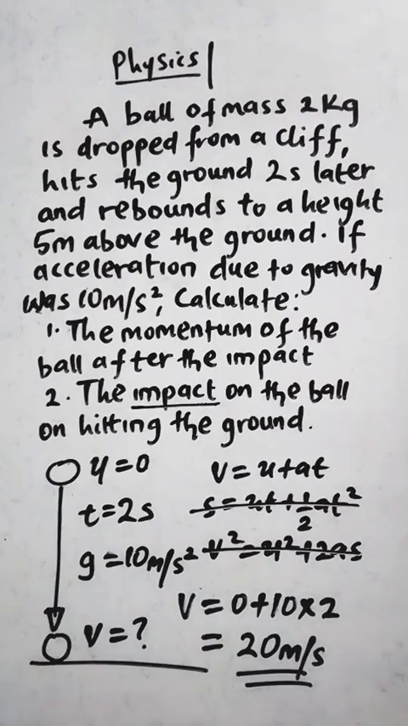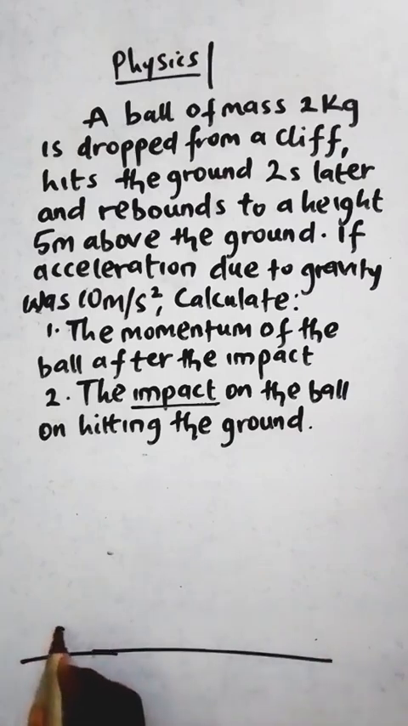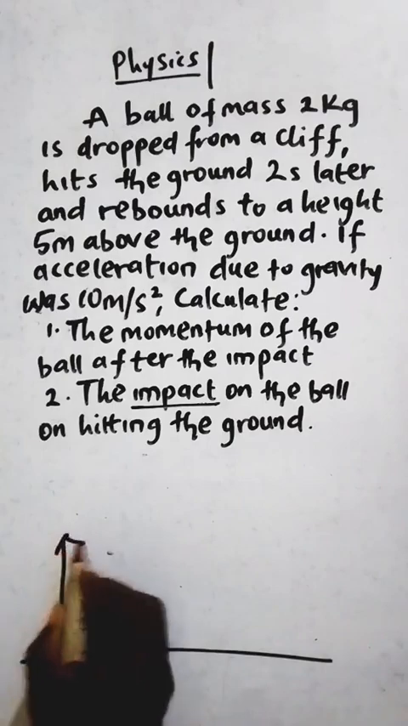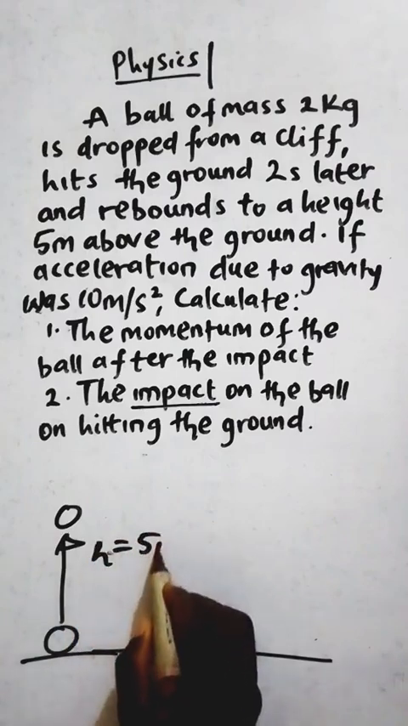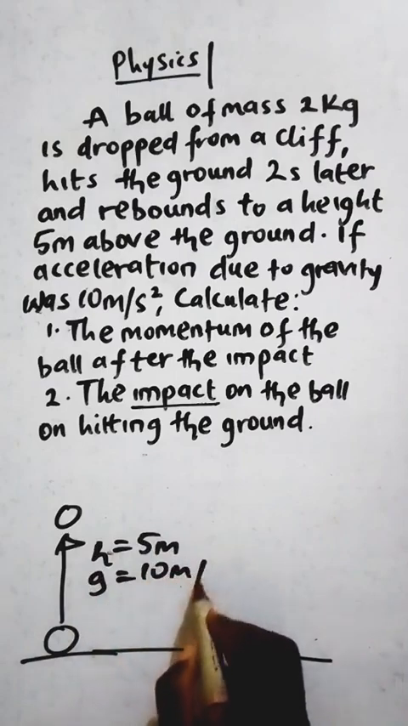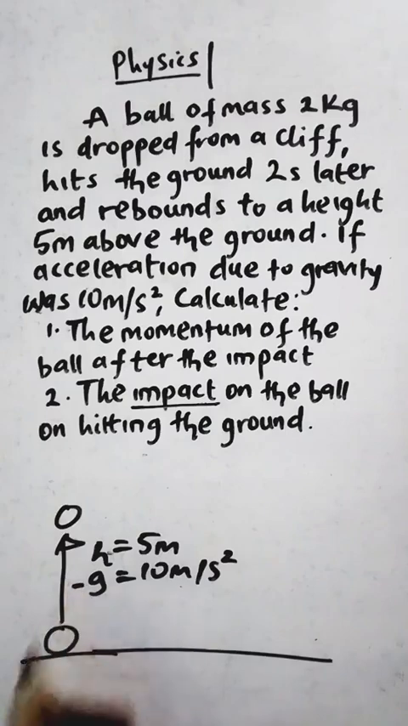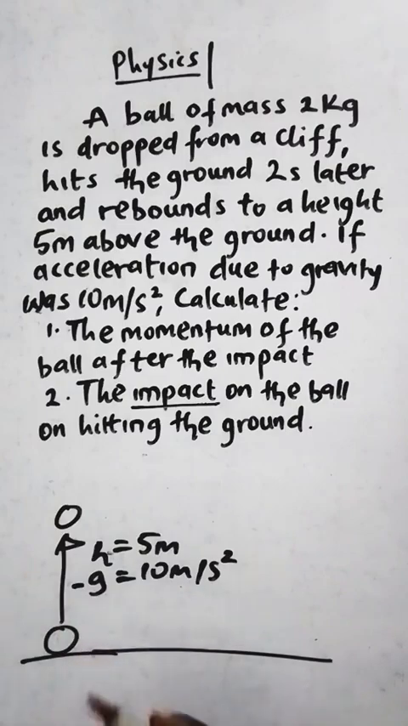Now, because of space, I'm going to clean these things. I want you to write everything down so that we can proceed. Now, when the ball hits the ground, we are told that it went back up to a height of 5 meters. Remember, acceleration is still 10 meters per second squared, but in this case it's going to be negative because the ball is now going up against gravity. And we don't have time. We're not given how long it took to rise up to that 5 meters.